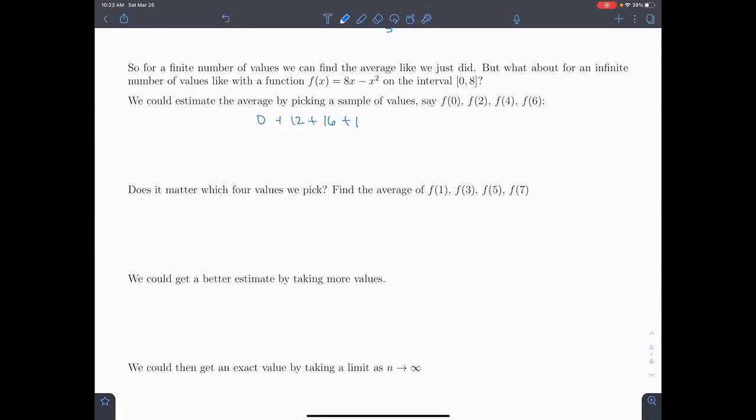I don't trust myself on that one, but okay. Oh yeah, that makes sense. So it goes back down. We divide this by 4, we get the average value of those is 10.